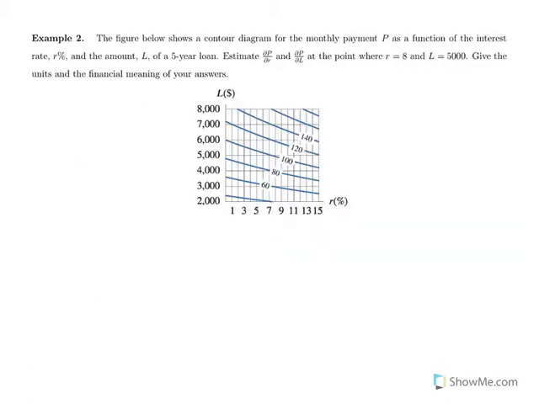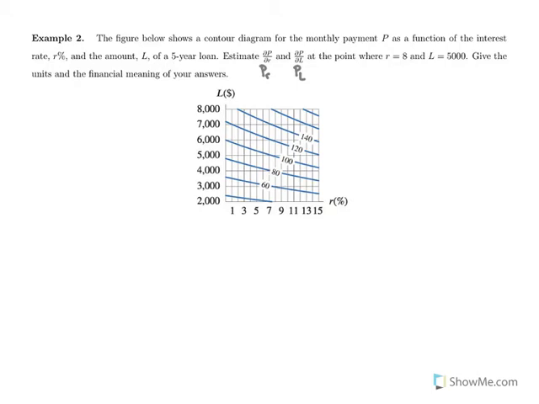Now let's look at an example where we look at contour diagrams instead of a table. This is our other way of looking at a function of two variables. So the figure below shows a contour diagram for the monthly payment P as a function of interest rate, R, and the amount L of a 5-year loan. We are going to estimate the partial of P with respect to R, which is the same thing as P sub R, and the partial of P with respect to L, or P sub L, at the point where R equals 8 and L equals 5,000. And we're going to give the units and the financial meaning of our answers.